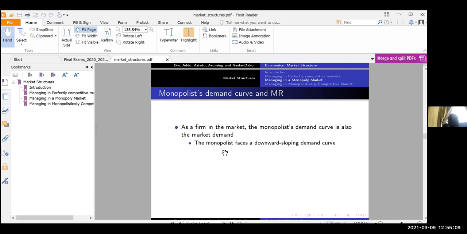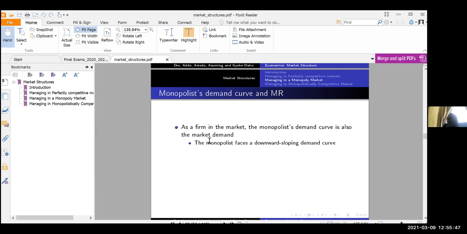Because the monopolist is the only firm in the whole market, the consumer demand for the good is the demand for that monopolist product. So the monopolist is the only firm on the supply side of that market. In a competitive market, the market demand and supply decide the price and firms take the price as given. In the monopolist case, the monopolist's demand is actually the one that influences the market demand.